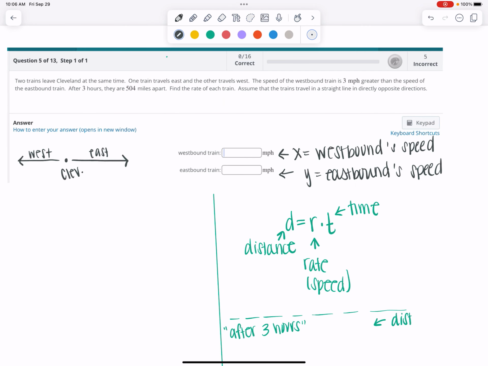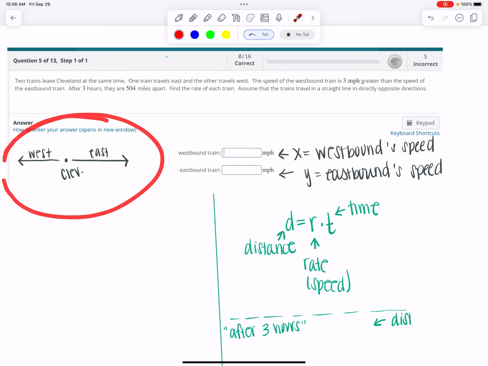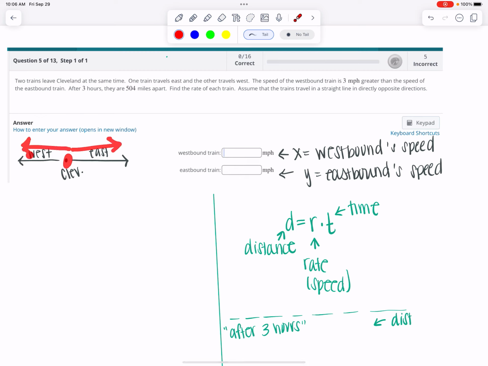Hi guys, so I wanted to make a video with this word problem. We've got two trains leaving Cleveland at the same time. One train is traveling east and one train is traveling west. I've got a little picture over here on the left hand of the screen so you can see the trains started in Cleveland and I've got them going opposite directions.